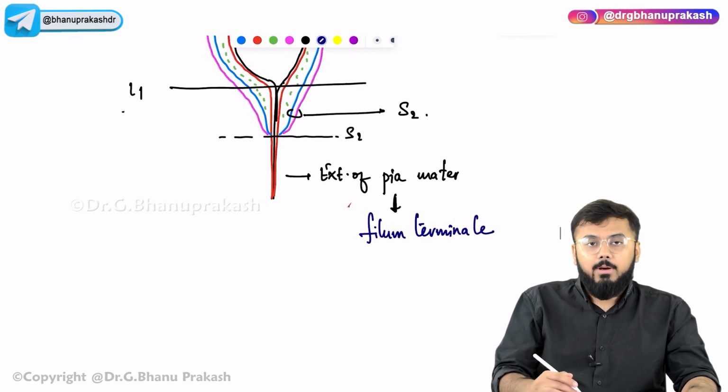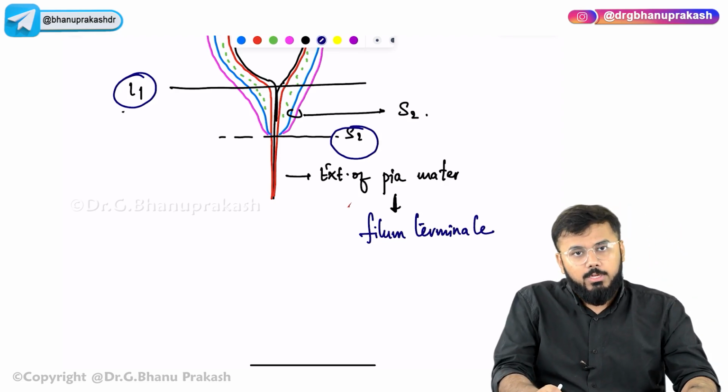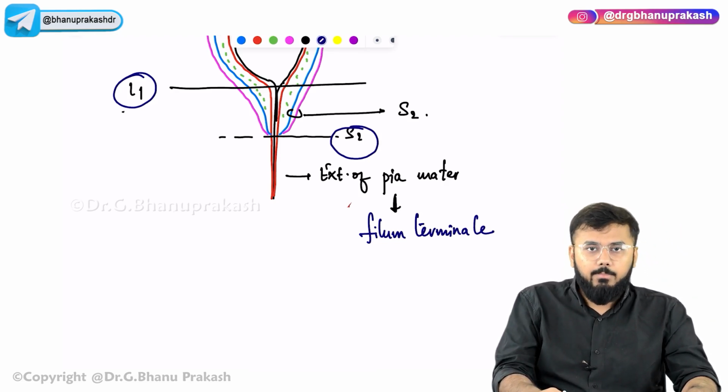If you wanted to do a lumbar puncture, which point you will select? You will select between L1 and S2. So, this is the place where you do the lumbar puncture.